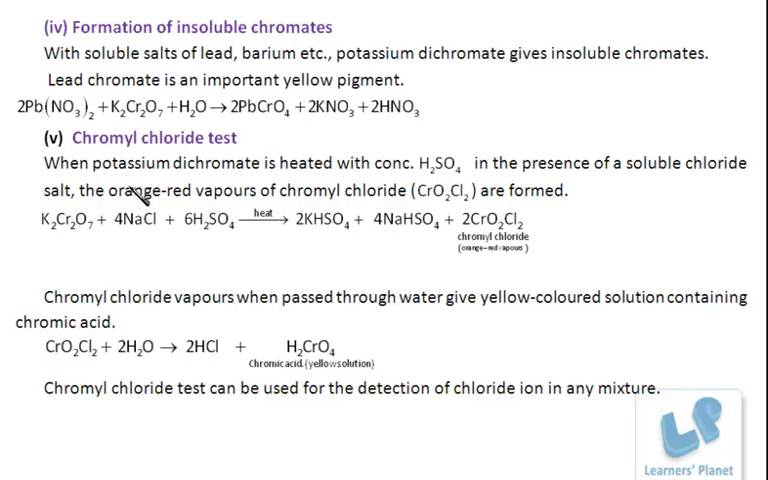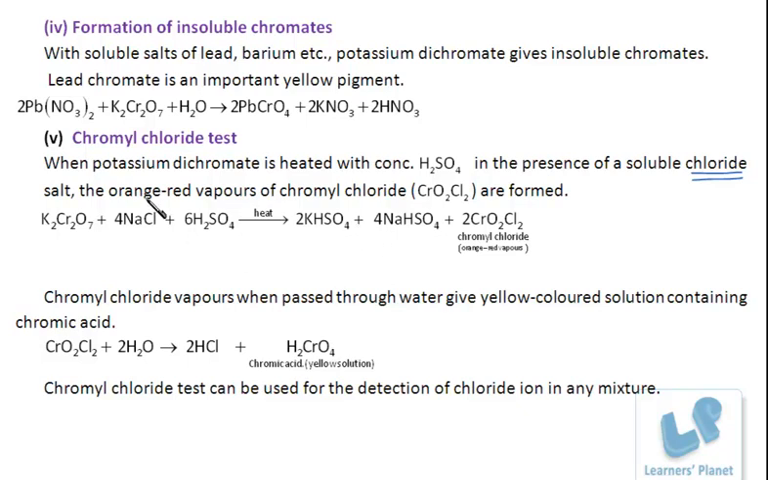Then is the chromyl chloride test. It is for potassium dichromate. This chromyl chloride test is not the test for hydrochloric acid, it is the test for the chlorides, chloride salts, like sodium chloride, like potassium chloride, like lead chloride, like stannous chloride. So it is a test for the presence of chloride salt.